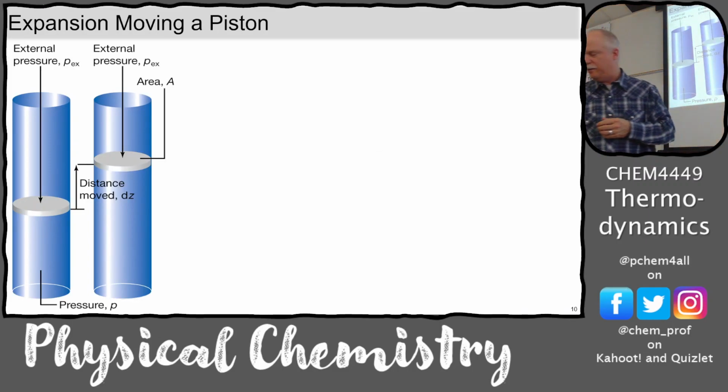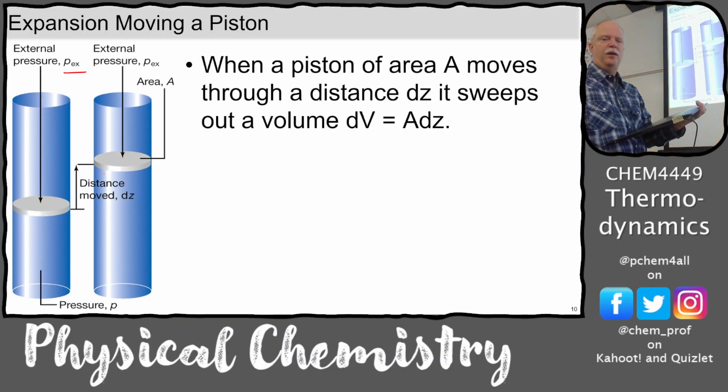So we have this piston. We have an external pressure up here, so P external. It's pressing on this whole area, and we're moving a distance Z. And so you see our three distances. Area, say, would be centimeters squared, and then the distance in centimeters, so that's a volume. So we sweep out a volume, so we're changing the volume of the system, and that's what we're doing when we do a piston. So when a piston of area A moves through a distance, it sweeps out this volume of A dz.